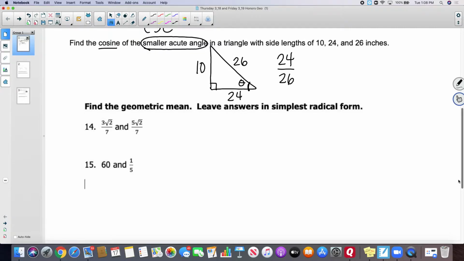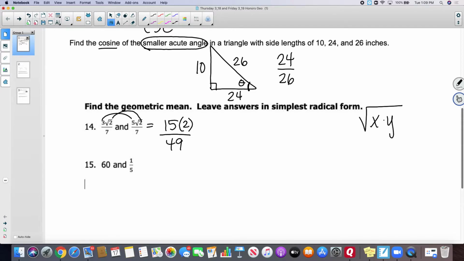So if you'll remember, when we find geometric mean, we take our 2 numbers, we'll just call them x and y, and we multiply them together, and then we take the square root. So you're going to do the same thing here. These numbers are just a little bit uglier than some of the other ones we've done before. So the first thing we're going to do is multiply this together. When you multiply these fractions together, you multiply the 3 and the 5 and you get 15. The square root of 2 times the square root of 2 is just 2. Over 7 times 7, which is 49.